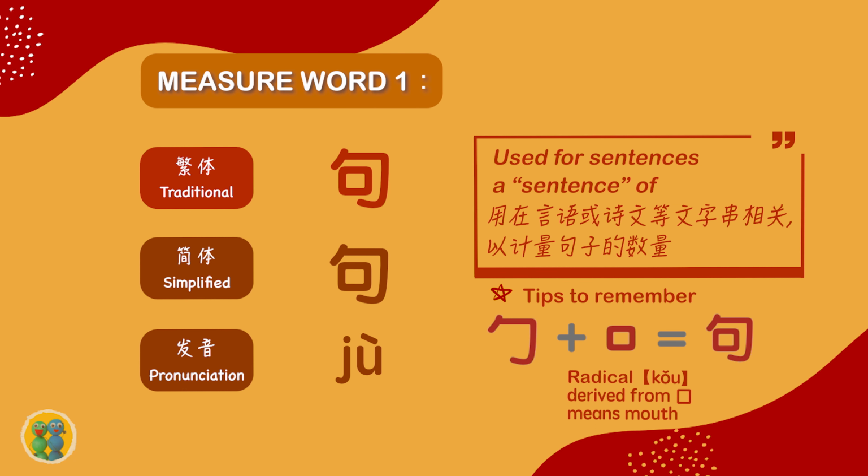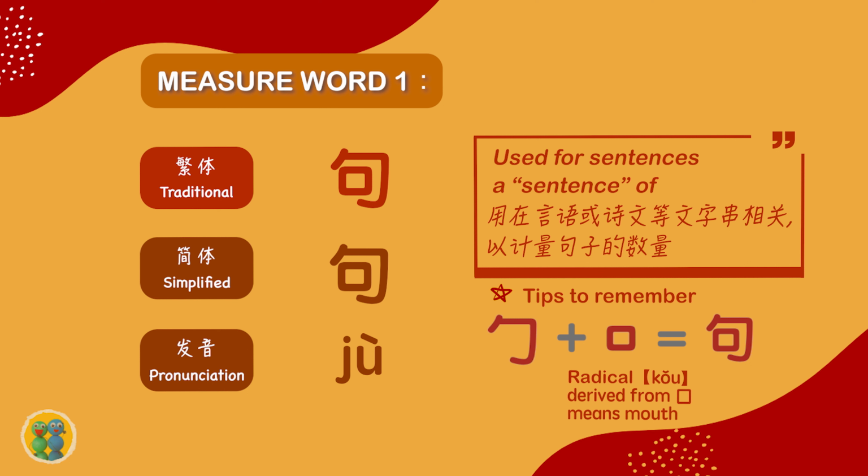Hello everyone, welcome back. The first measure word is 句. 句 is used for sentences. It's like a sentence of, and there are tips to remember.